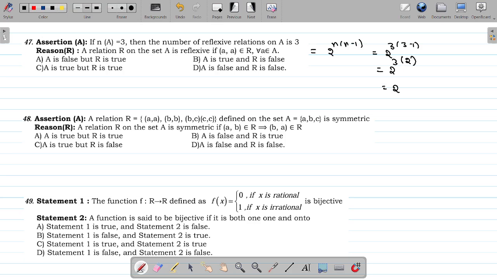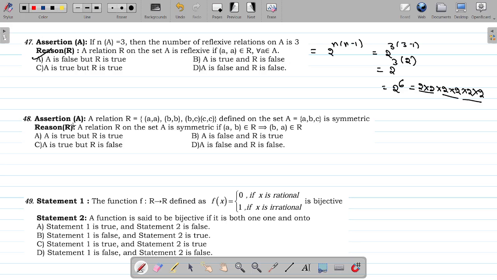It is nothing but 2 power 6. What is 2 power 6? It is 2 into 2 into 2 into 2 into 2 into 2, which is 64. But they are mentioning it is 3, which is a false statement. Assertion is false. A relation R on the set A is reflexive if (a,a) belongs to R for all a belongs to A. So A is false, but R is true. Option A is the correct answer.